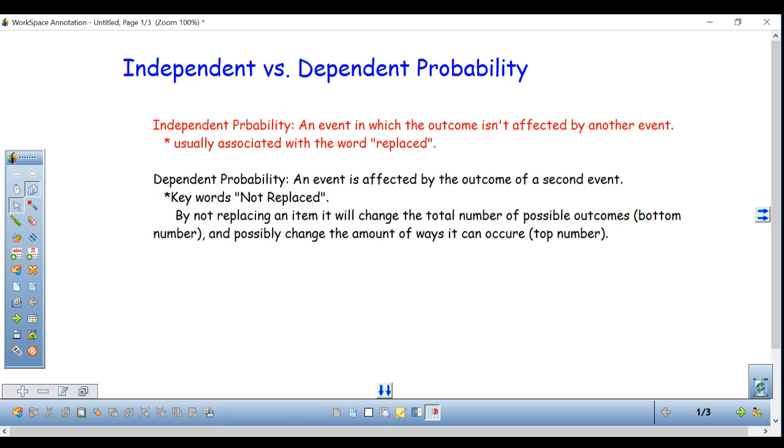All right, hey guys. Today we are going over independent versus dependent probability.